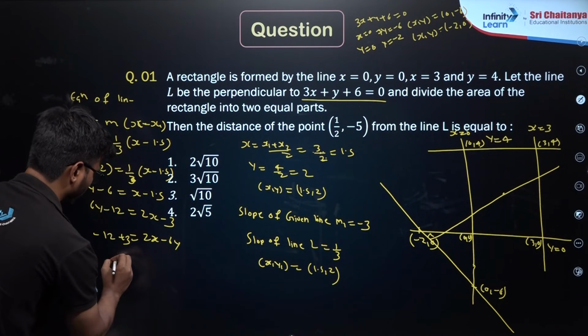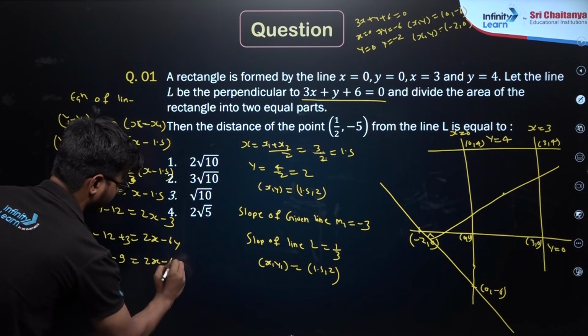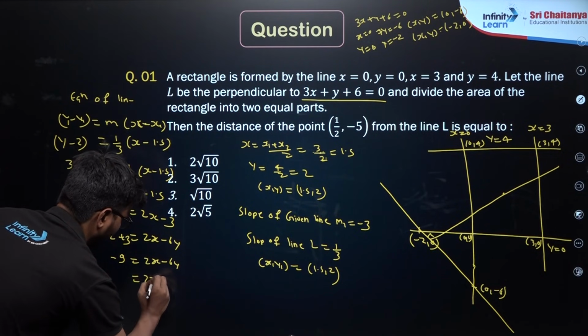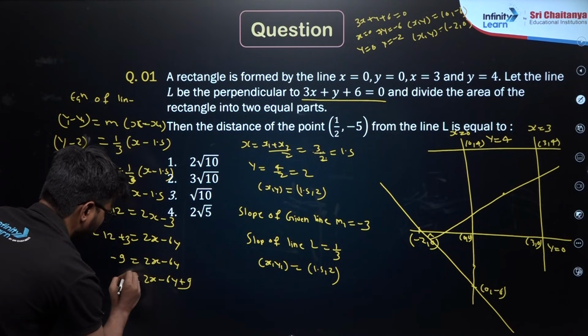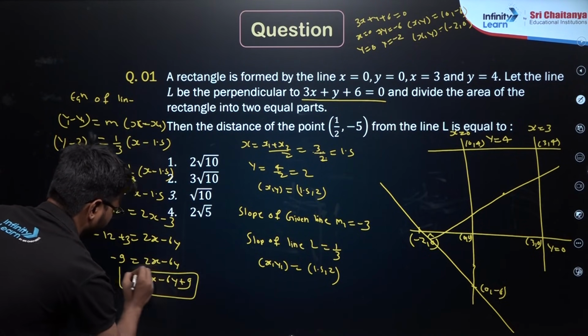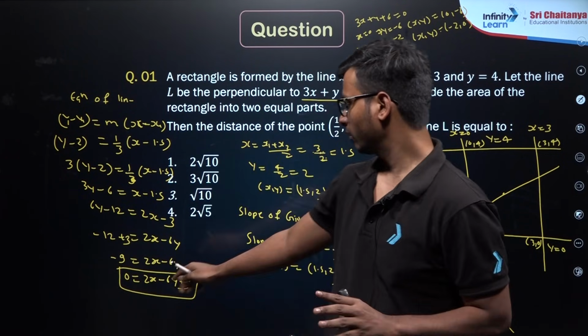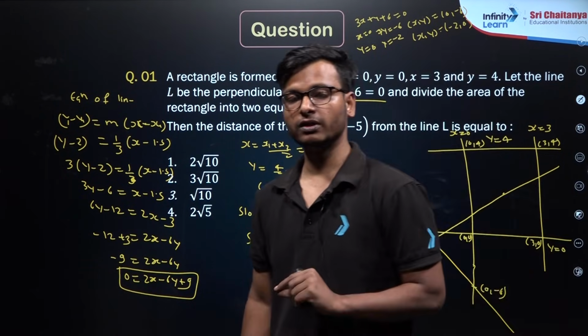So from here I am going to get 2x minus 6y. So finally the equation of the line I am getting is 2x minus 6y plus 9 equals 0. This is the equation of the required line. Is this clear to everyone? You can have a look. The equation of the required line is 2x minus 6y plus 9 equals 0.